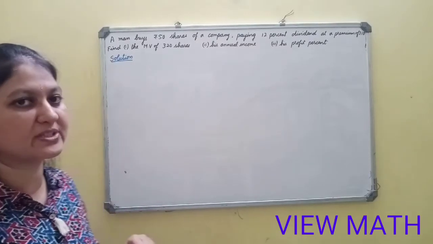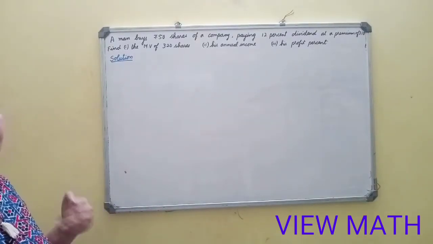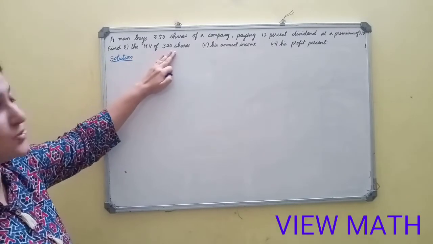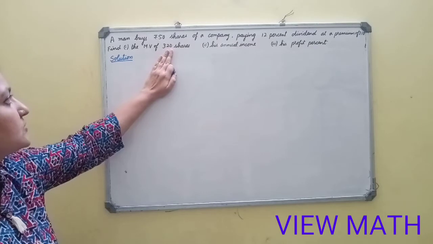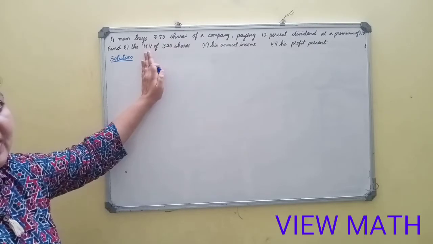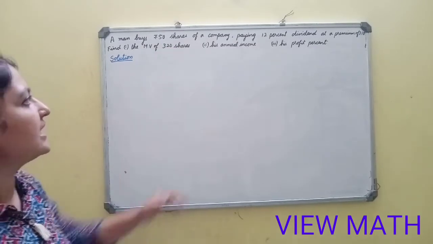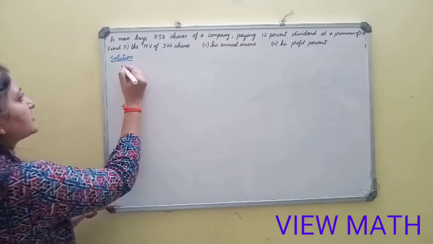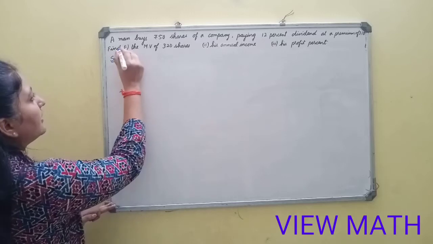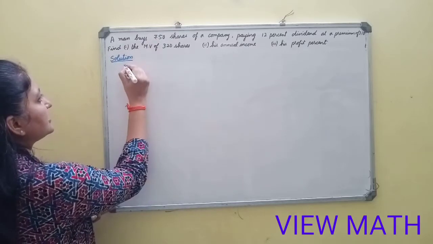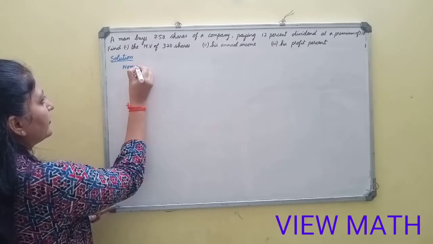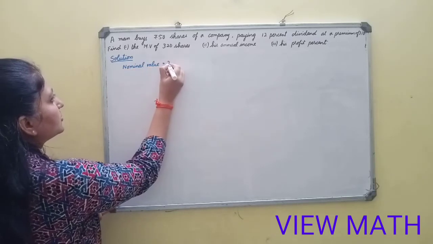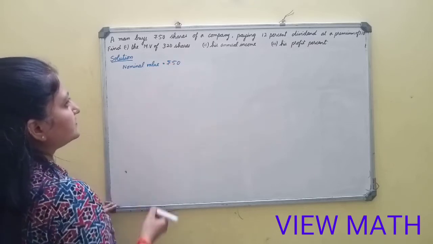So premium is equal to rupees 10 they have given. So next we have to calculate the market value, and then we have to find out market value of 320 shares. Number of shares here is 320. So they are asking us to find out the market value of 320 shares, his annual income and profit percent. Very simple. So first let me write, a man buys rupees 50 shares. So nominal value is equal to rupees 50.